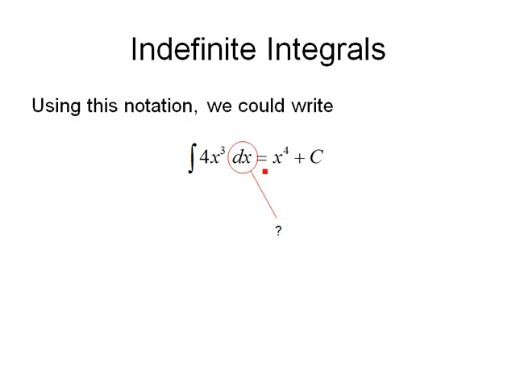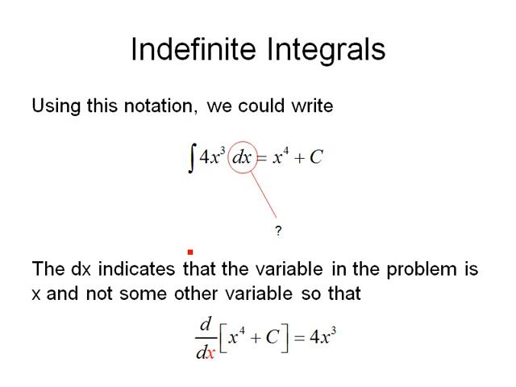So the question arises: what does this dx mean? Why do we even need it? Well, the dx indicates that the variable in the problem is x and not some other variable. So when I check to see that the antiderivative is x to the fourth plus c, I'm assuming that the variable is x, and that's what that dx tells me. Because if I were to take the derivative with respect to something else, then the derivative would be 0, and that wouldn't make much sense, because we'd be assuming then that x was a constant.